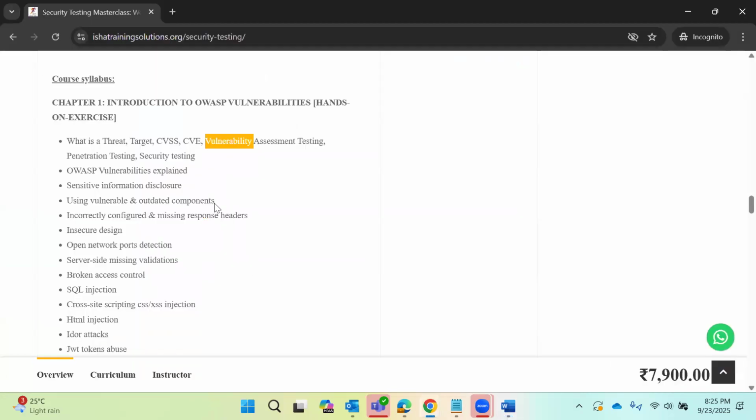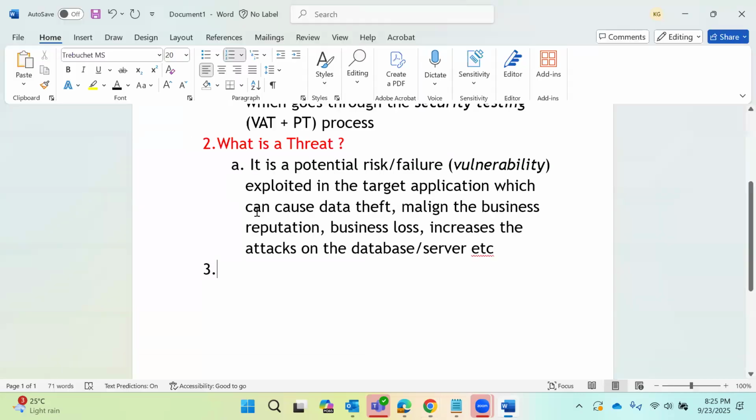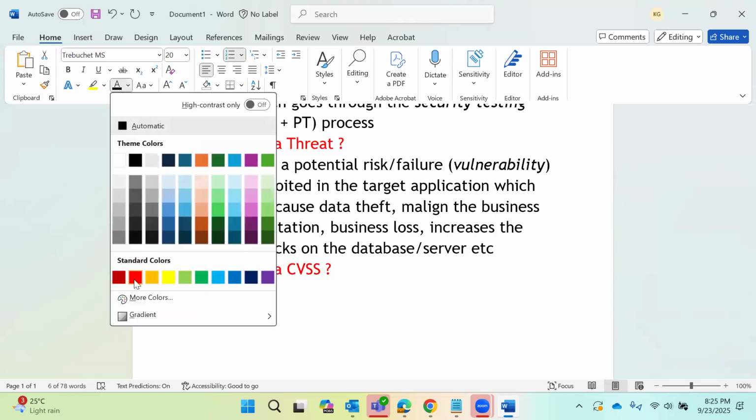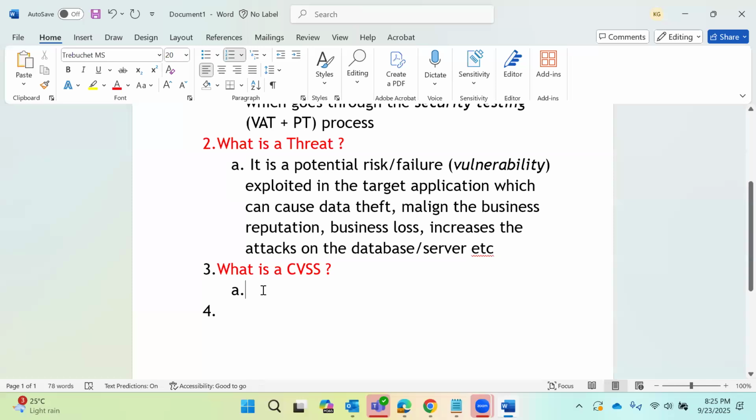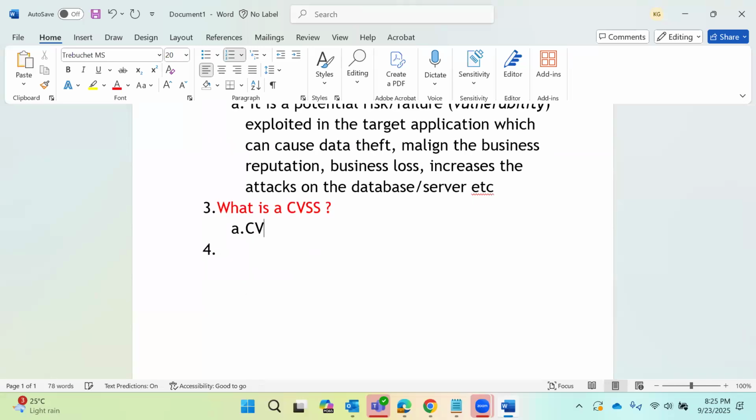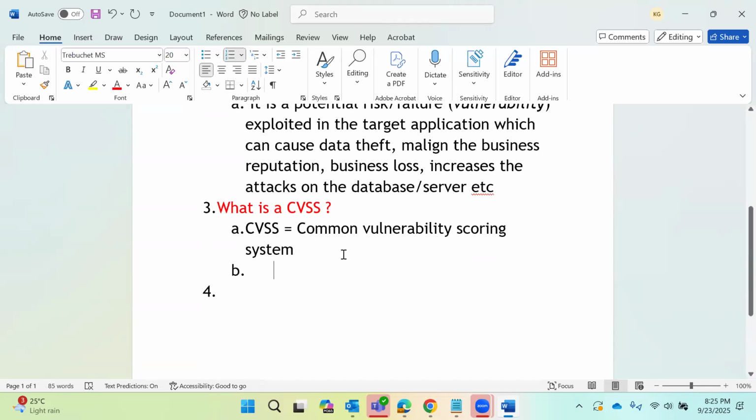Okay. Now let's go to the next one, CVSS. So yesterday I gave you the full form for CVSS. So CVSS typically stands for Common Vulnerability Scoring System. Okay, that is the full form given for CVSS. But what exactly is it? Knowing the full form is not important, but what exactly is that?